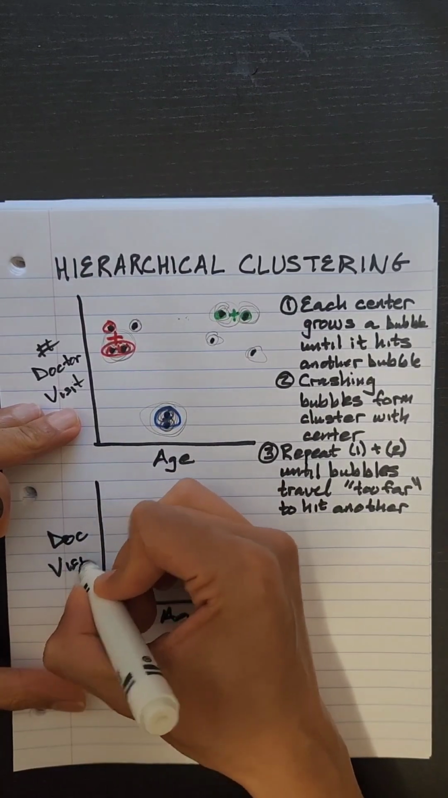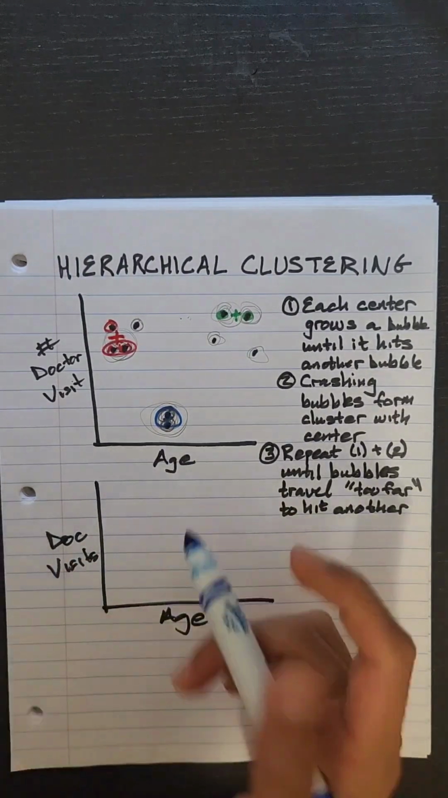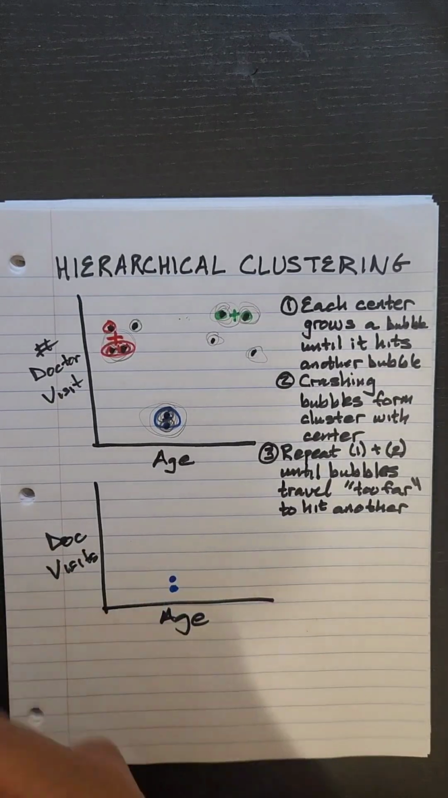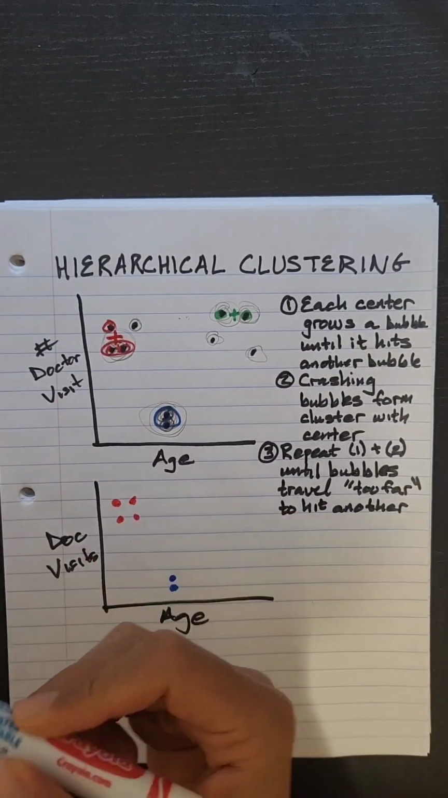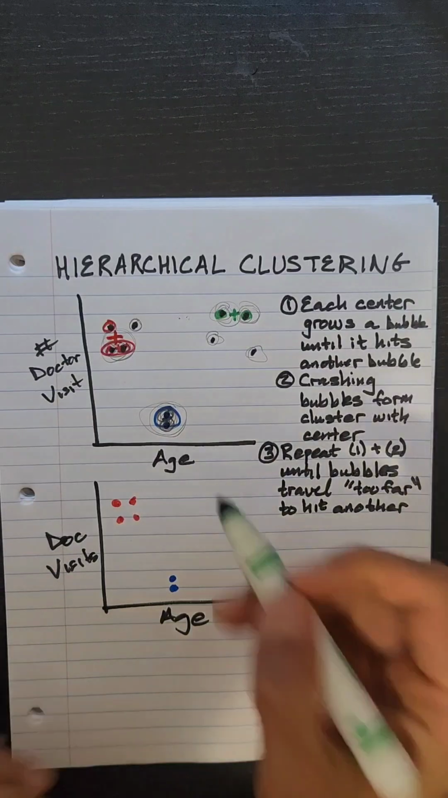So eventually, we're going to get to a point where the clusters will actually end up with 3 clusters. We'll probably end up with the blue, the red, and the green.